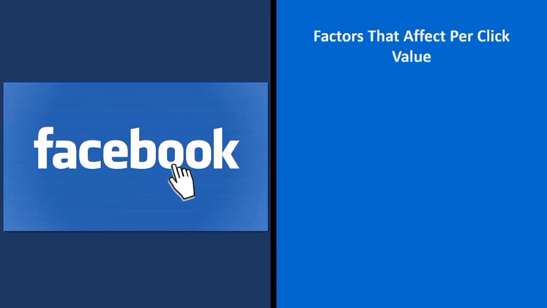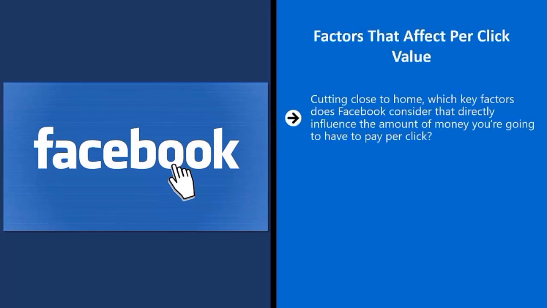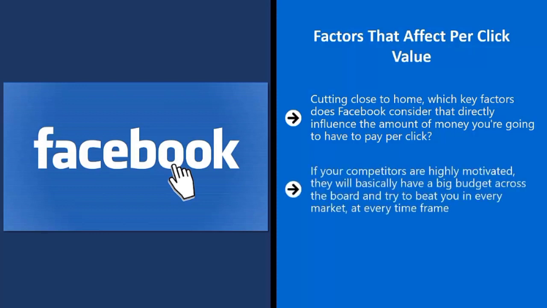Factors that affect per-click value. Cutting close to home. Which key factors does Facebook consider that directly influence the amount of money you're going to have to pay per click? Please understand that there are many factors involved, but the bottom line is intensity and volume of competition. If your competitors are highly motivated, they will basically have a big budget across the board and try to beat you in every market at every time frame.